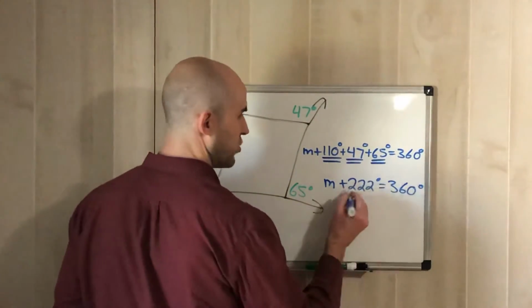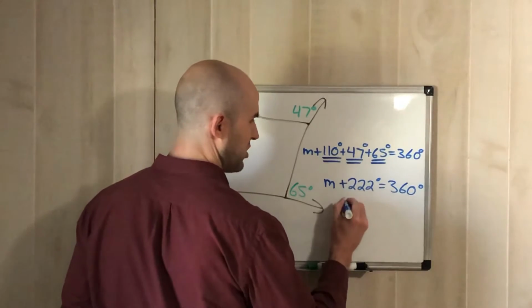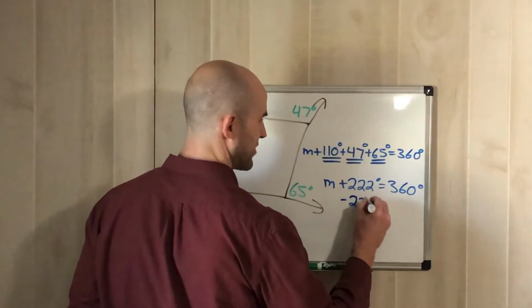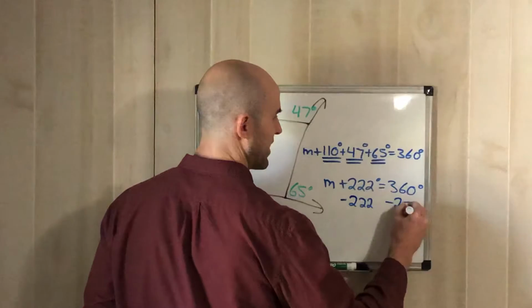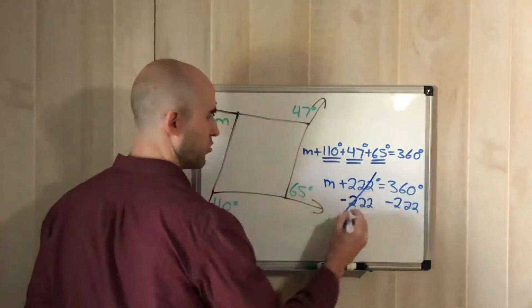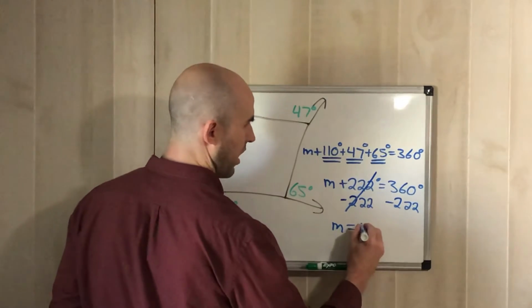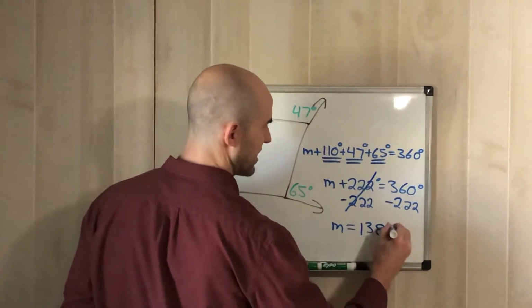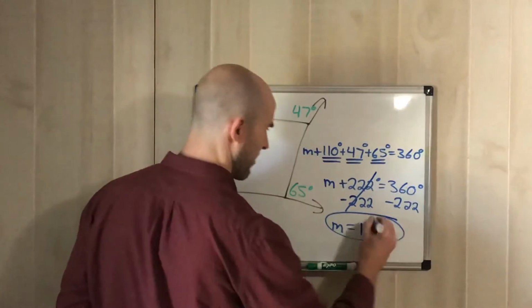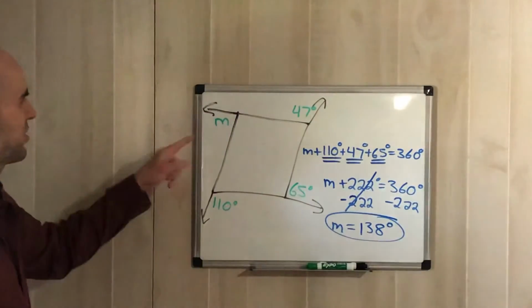In order to get rid of 222, do the opposite of addition, which is subtraction. Subtract 222 from both sides. Those two cancel, so we're left with m equals 138 degrees. There's our answer. We know that m is equal to 138.